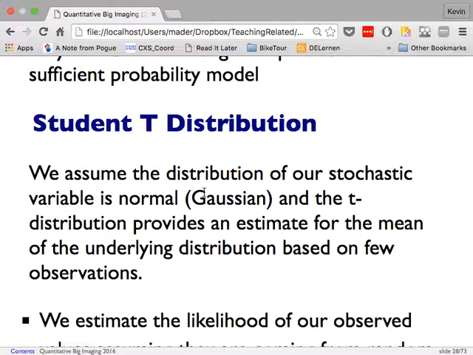And so your data doesn't have the t-distribution. The t-distribution is the probability of what the mean value of this will be based on the observations that you feed in from your Gaussian distributed variable.